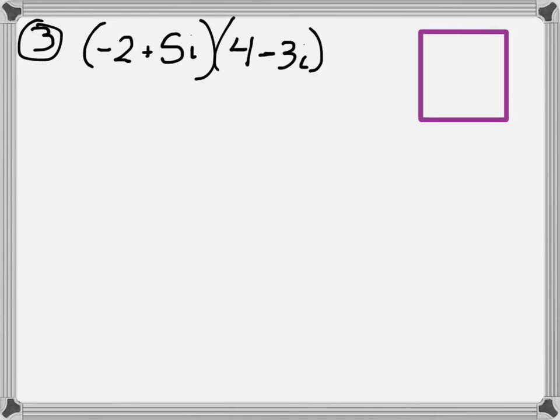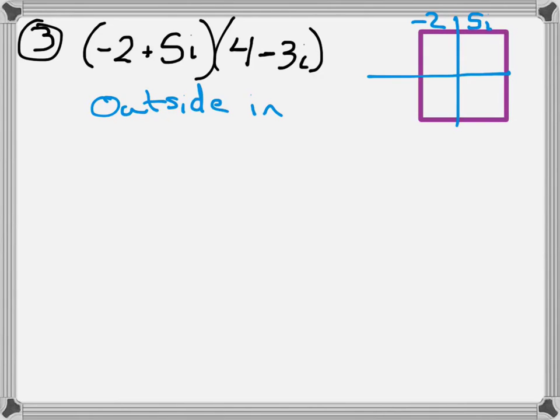Next thing we're going to look at is multiplication. And on multiplication, you can use FOIL, or I like to use the box method, just like we were using the box for factoring, but when we're multiplying, we go from outside in. And so we're going to put our factors on the outside, so it's negative 2, positive 5i, 4, minus 3i. And so we're going to multiply to create the box.